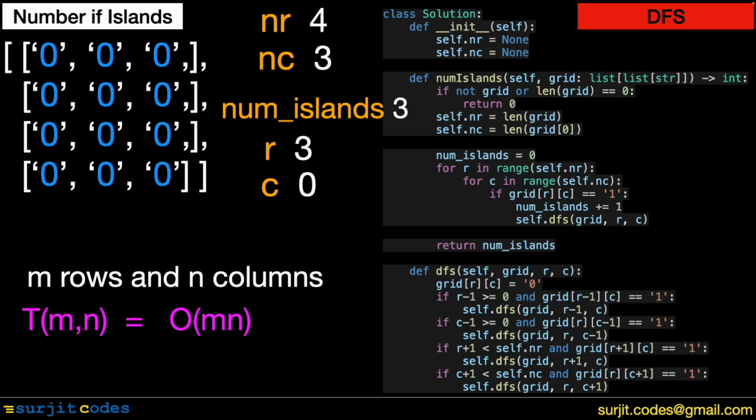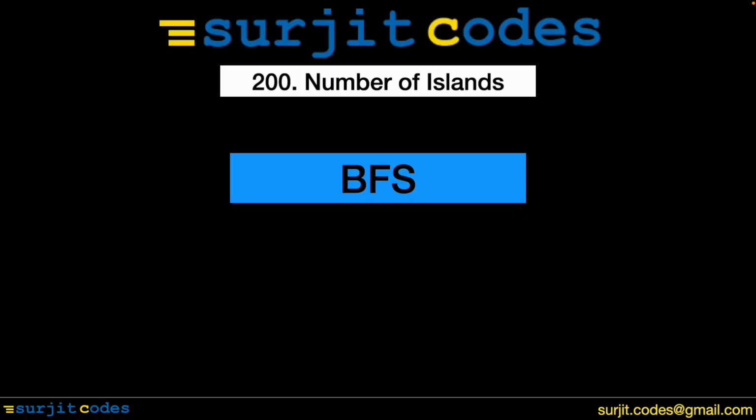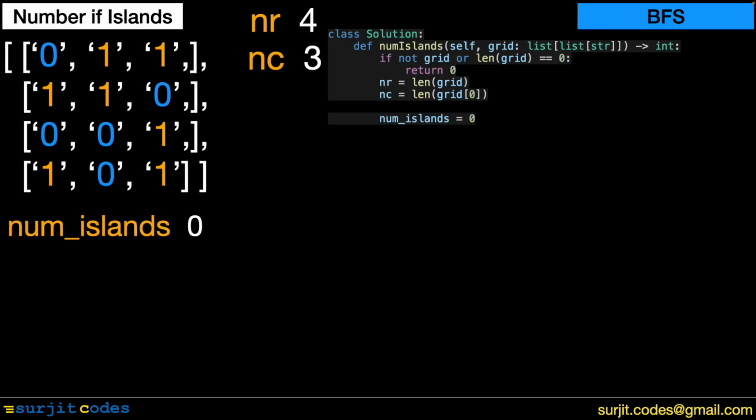Time complexity is of the order of m times n. Space complexity is of the order of m times n because for a grid of all ones, DFS will be mn times deep. BFS is non-recursive and takes lesser space. If there is a choice, BFS is preferred.